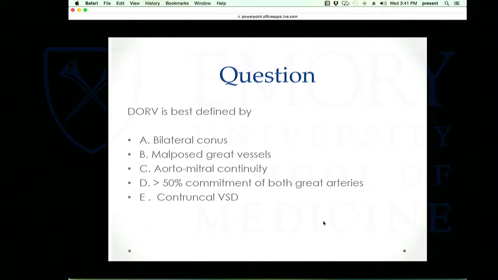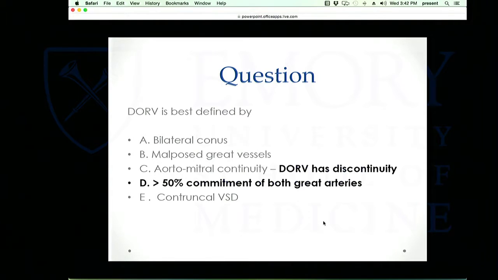This is a question from Moss and Adams. Double outlet right ventricle is best defined by: A, bilateral conus; B, malposed great arteries; C, aorta mitral continuity; D, greater than 50% commitment of both great arteries to the RV; and E, conal truncal VSD. So what do you guys think? Okay, D, good. So at least you guys remembered what I said.